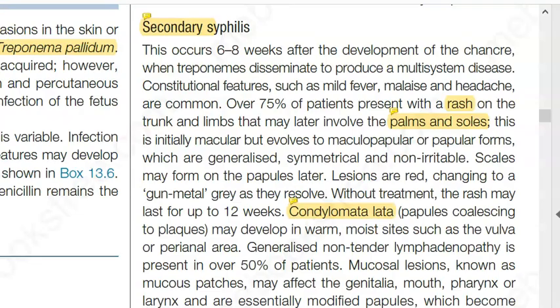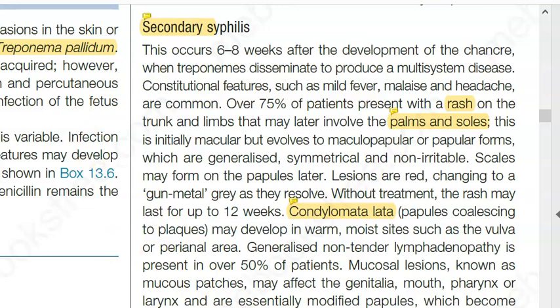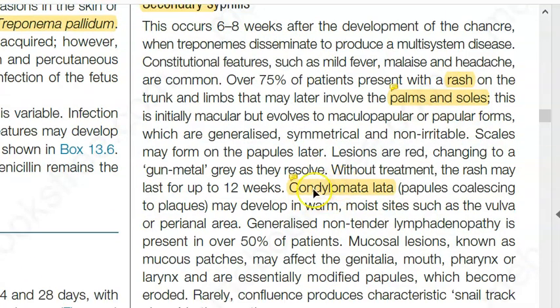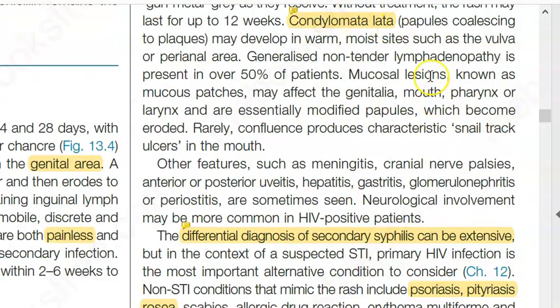So let's get back to the textbook. Okay, so secondary syphilis, basically you remember. Okay, so palms and sole rash that you understood. Now there is one more terminology in the secondary syphilis, guys. That is condylomata lata.